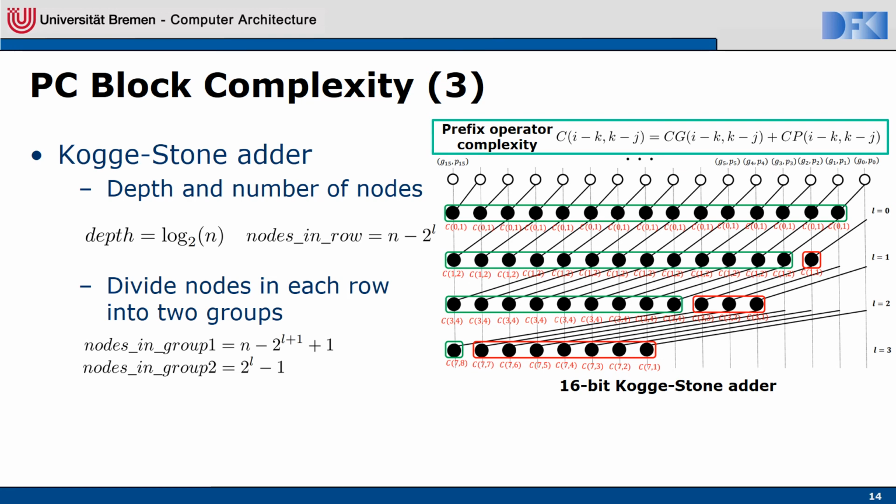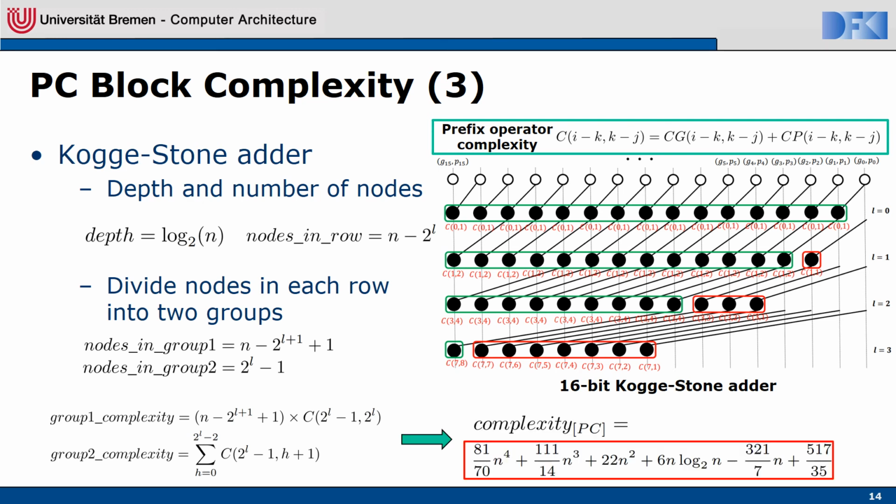Number of nodes in the first and second group equals n minus 2^(L+1) and 2^L minus 1. We first calculate the complexity of each group and then we add them up to get the complexity of the PC block. The order of the complexity is n^4. It means that the verification has quadratic time complexity.